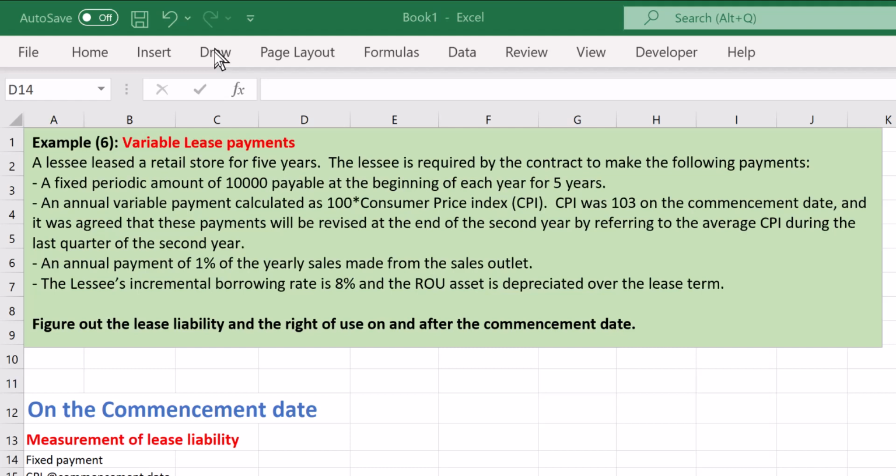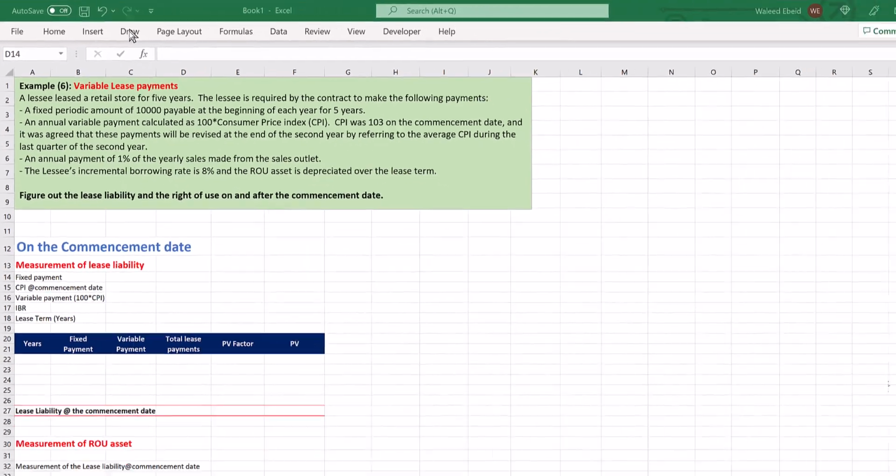The Consumer Price Index was 103 on the commencement date, and it was agreed that these payments will be revised at the end of the second year, by referring to the average Consumer Price Index during the last quarter of the second year. An annual payment of 1% of the yearly sales made from the sales outlet. The lessee's incremental borrowing rate is 8%, and the right-of-use asset is depreciated over the lease term. Figure out the lease liability, and the right-of-use asset on and after the commencement date.